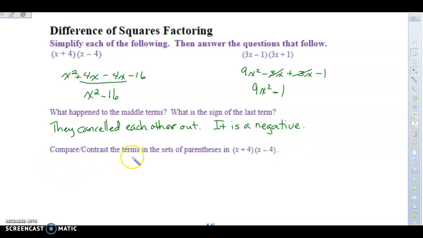So compare and contrast the terms in each set of parentheses. We have two positive x's, but we have a plus and we have a minus, and then we have a 4. And so just knowing what we know from up here, x times x is x squared, 4x and minus 4x will cancel each other out, and this is going to be minus 16, because 4 times 4 is 16. Okay?